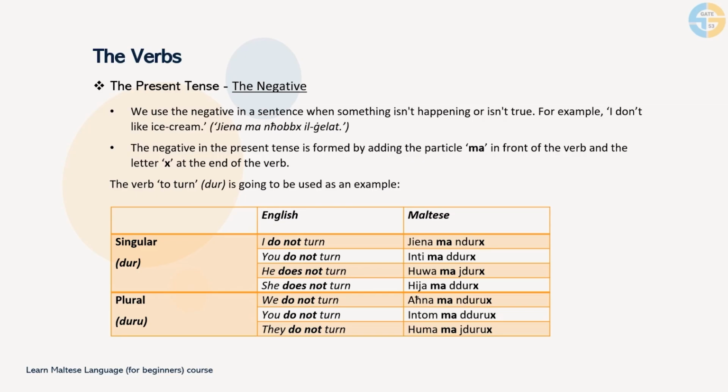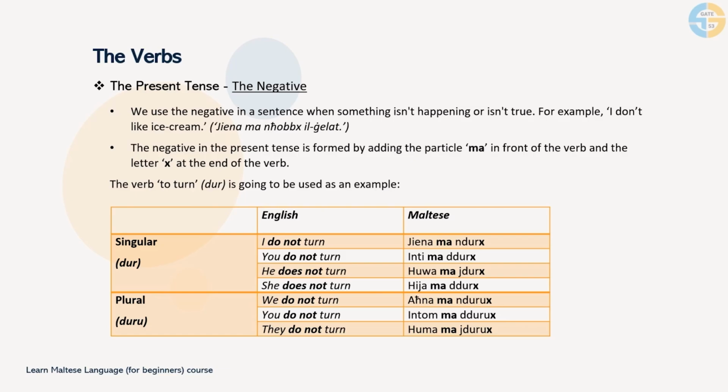So let's take the verb "to turn" again as an example. Dur is the singular imperative and duru is the plural imperative. And we have the English and Maltese translations here as we had in the previous slides. So, I do not turn. In bold is the negative. In Maltese, the bold ones are also the negative.